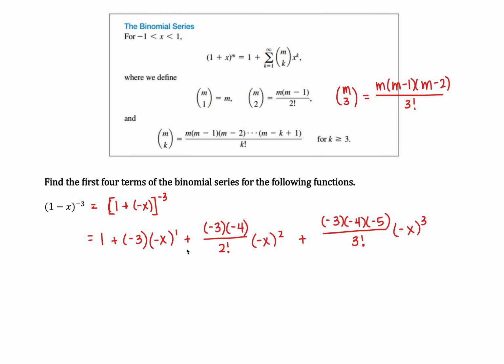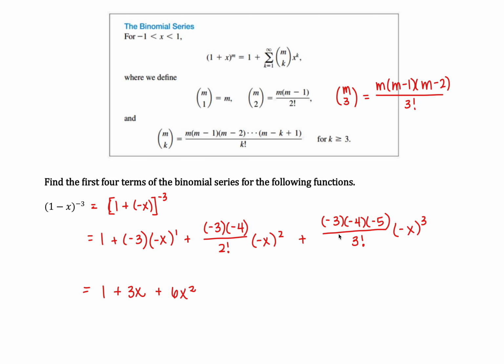So cleaning this up, we have 1. Then negative 3 times negative x will be plus 3x. Here, negative 3 times negative 4 is positive 12. 2 factorial is just 2. 12 over 2 is going to give us a 6. And negative x squared is just x squared, so we have plus 6x squared.